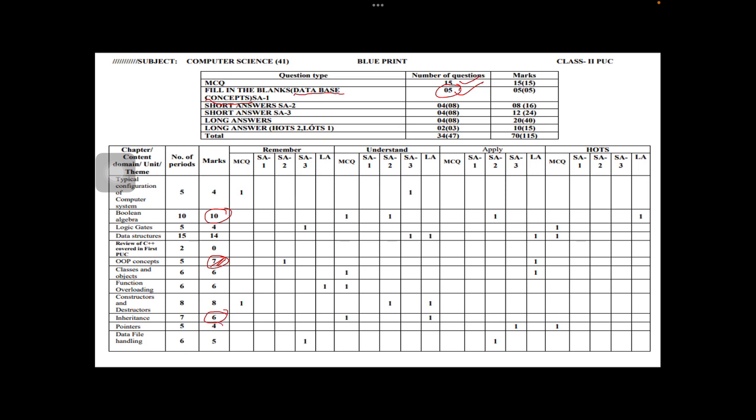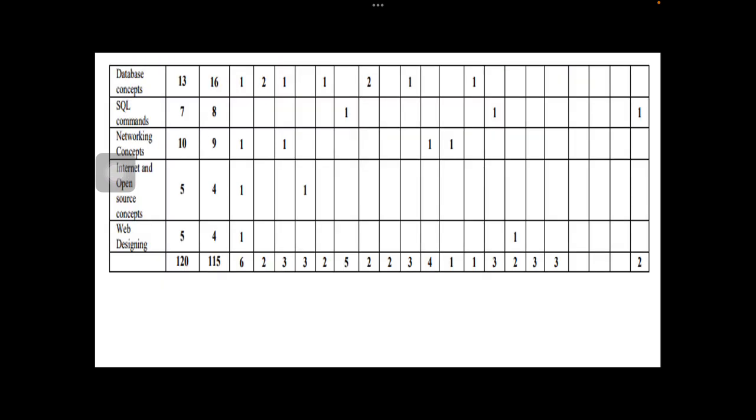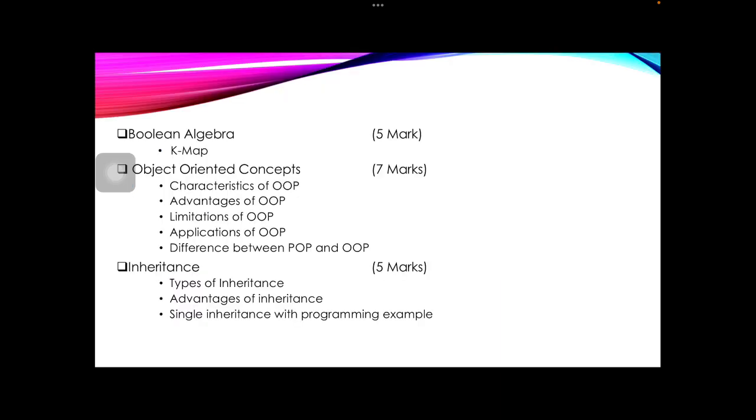Then if you see pointers, only 3 mark questions are there plus 1 MCQ. Then data file handling, a 2 mark question and a 3 mark question are there. Then coming to web designing, 4 marks are there, that is 1 MCQ and one 3 mark question. Let's see this in detail. So Boolean algebra, you can see the K-map problem. If you are thorough with this K-map problem, you can score 5 marks.